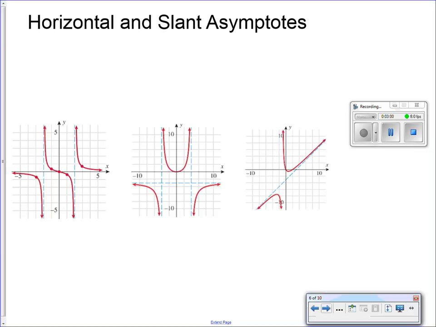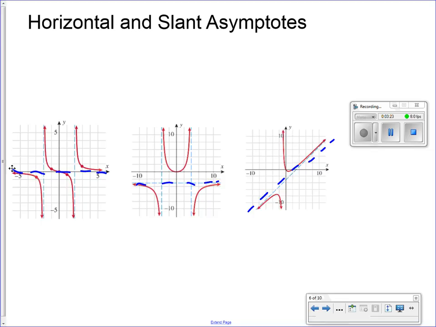We also have horizontal and slant asymptotes. Here's a picture of the different kinds of horizontal and slant asymptotes. You can have a horizontal asymptote on the x-axis. You can have it off of the x-axis, or you can have what's called a slant asymptote. Now, vertical asymptote you never, ever, ever may cross. Horizontal and slant asymptotes are more of suggestions.